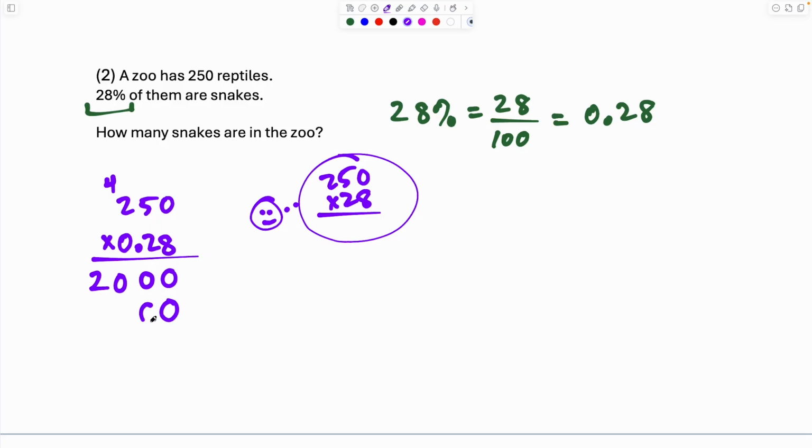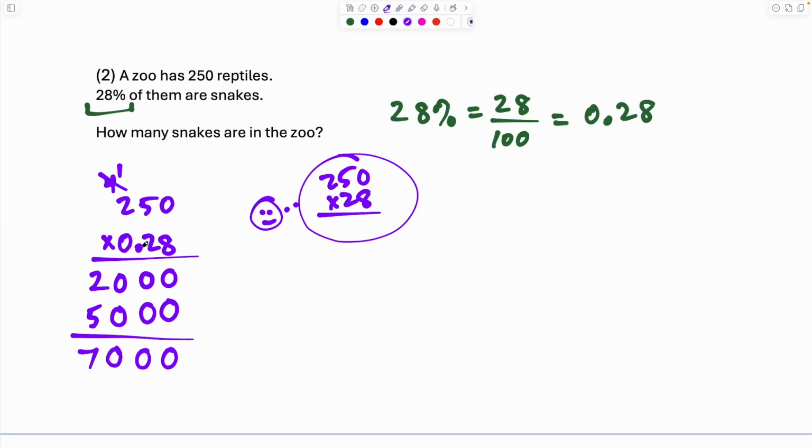2 times 0 is 0. 2 times 5 is 10, so we carry the 1. So we have 2 times 5 once again is 10, so I put a 0. Carry the 1. 2 times 2 is 4, plus 1 is 5. And that brings us here. We add this up, so we get a bunch of zeros until we do 2 plus 5 is 7.